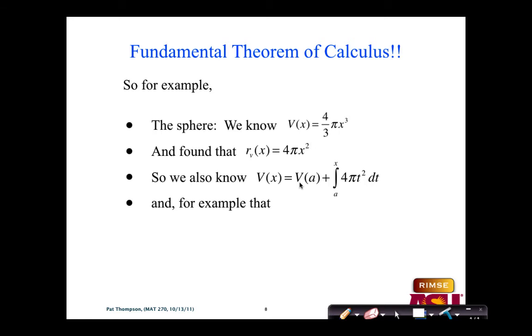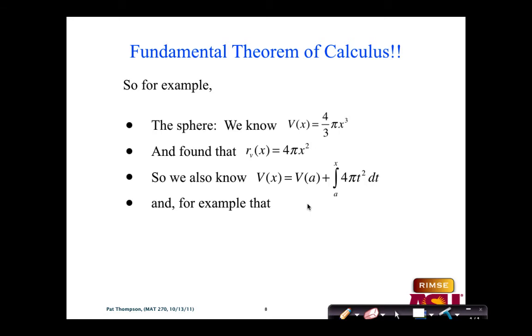Maybe with a sphere, it'd be easy to say 0. Oh, volume of a sphere with radius 0 is 0. So I'd have 0 plus the integral from 0 to x. Should give me this. So v of x, this formula up here, is equal to 0 plus this integral from 0. Or you don't have to use 0. You could use any value of volume that you want and the corresponding x value that gave you that.